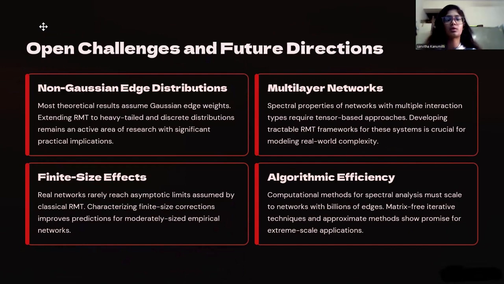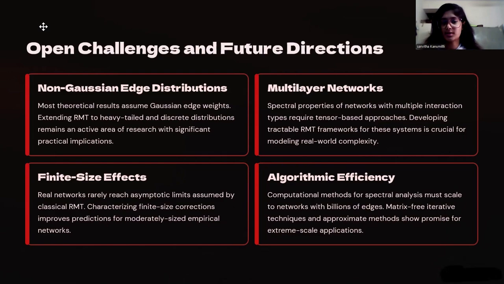The first one is non-Gaussian edge distributions. The second one is finite size effects, the third one is multi-layer networks, and the fourth one is algorithmic efficiency. Coming to non-Gaussian edge distributions, most theoretical results assume Gaussian edge weights. Extending RMT, random matrix theory, to heavy-tailed and discrete distributions remains an active area of research with significant practical implications.